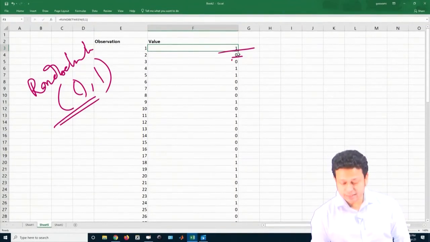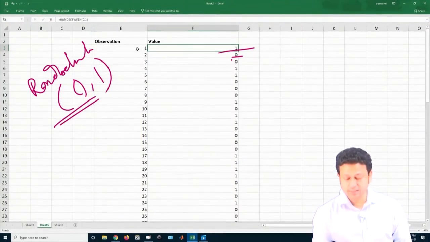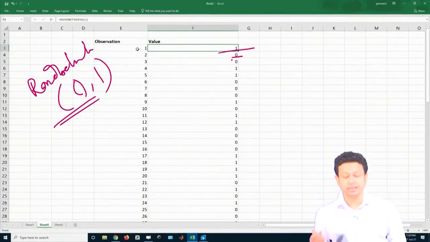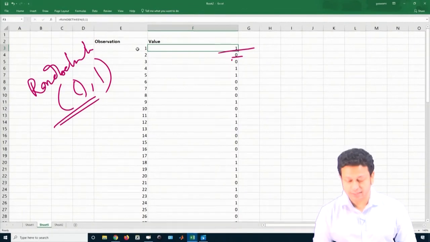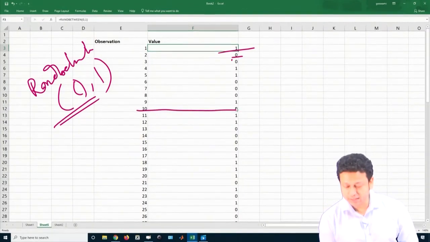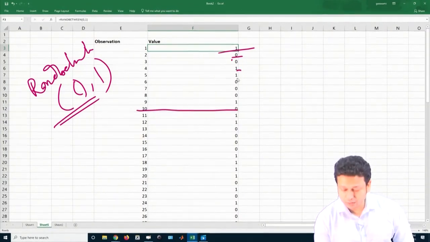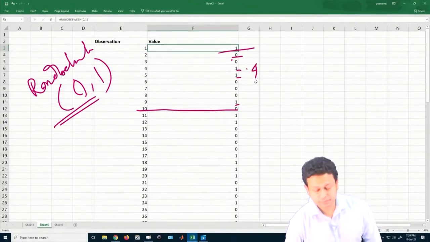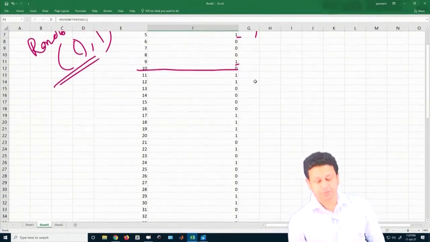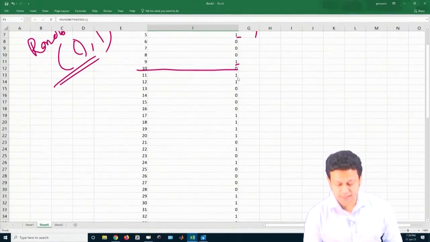And let us say I take the first 10 observations, we will see where the mean lies. If I keep on increasing, where does the expected value lie. Okay. So, if I take the first 10, I will get 1, 2, 3, 4 ones. So, that is 0.4. The probability of success is going to be 0.4, considering 1 to be success.